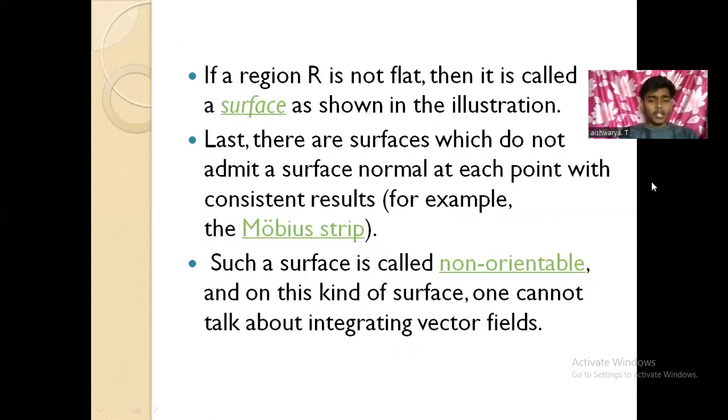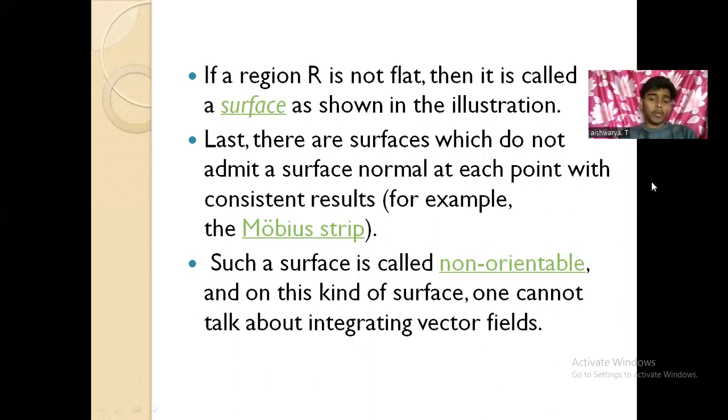And if a region R is not flat, then it is called a surface, as shown in the illustration. And lastly, there are surfaces which do not admit a surface normal at each point with consistent results. For example, the Mobius strip. You can take the example of the Mobius strip.